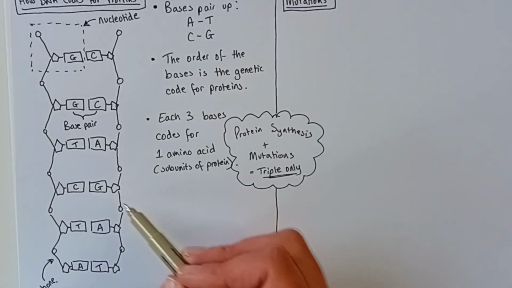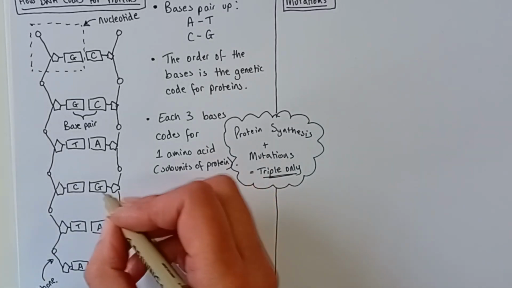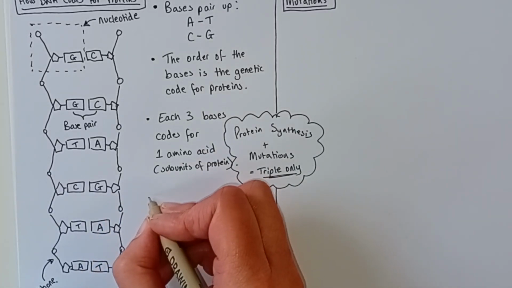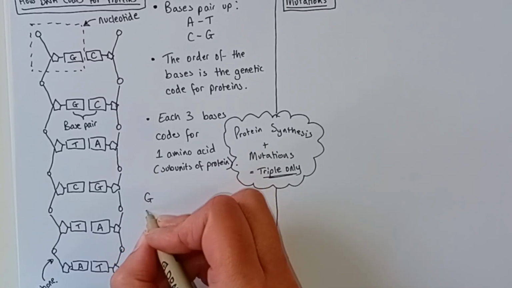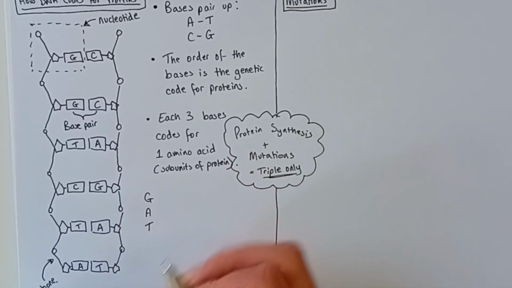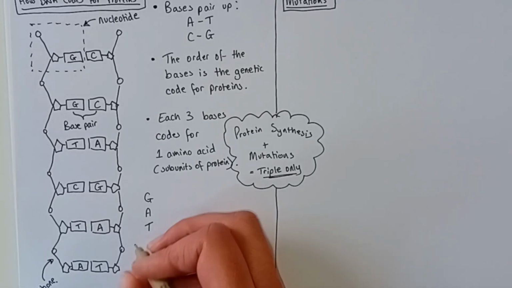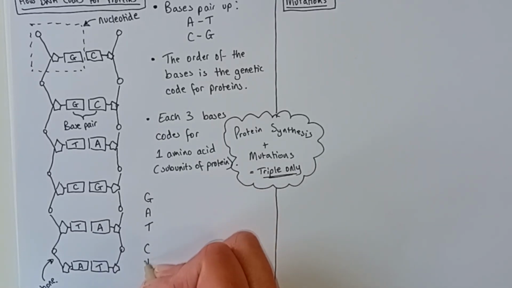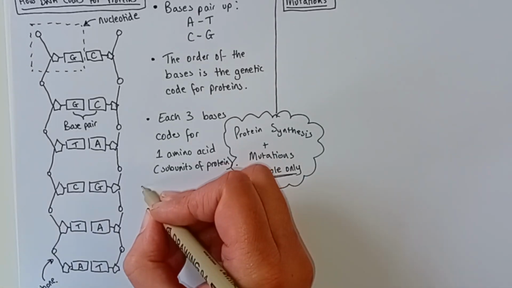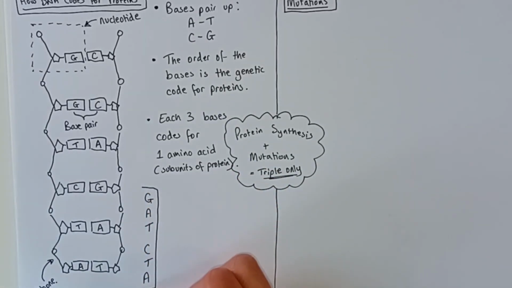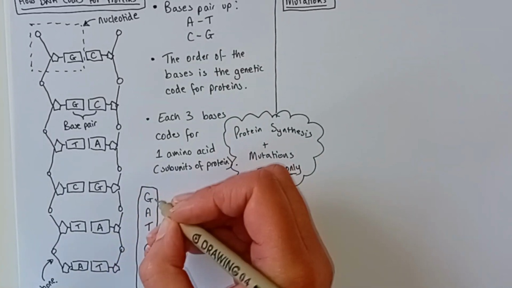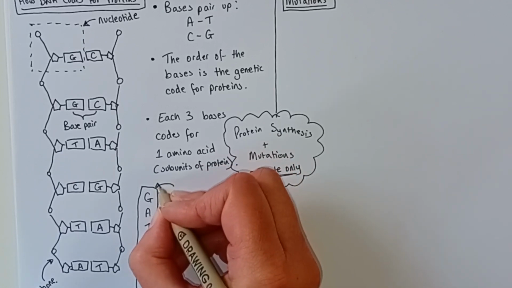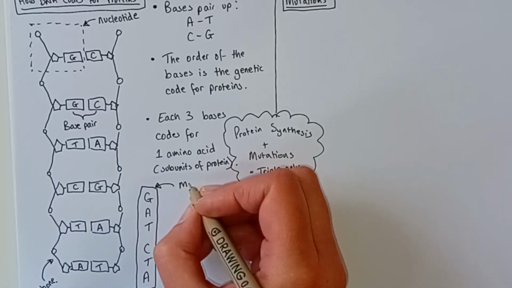So this is copied into a shorter code. So this set of 3 would be copied. Doesn't quite work like this, but that'll do. And then the next set of 3 would be copied. And then the next set of 3 would be copied, and we get a shorter molecule called mRNA. The M stands for messenger.